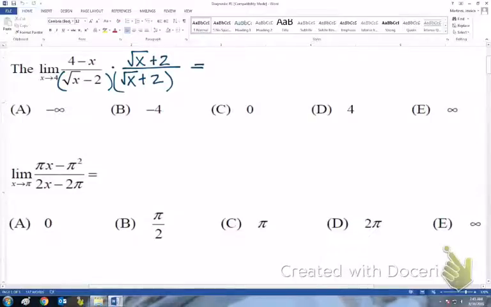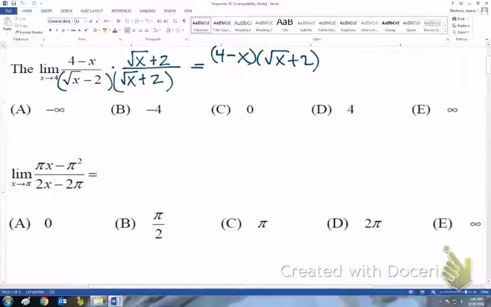For right now, in the numerator, I'm not going to multiply those out because we'll see if it helps later. If it doesn't help, that's fine, but if it needs to be done later, we'll do it later. So if I just leave the numerator as is, it would be 4 minus x times the square root of x plus 2. And then in the denominator, when we multiply, we get the difference of squares.